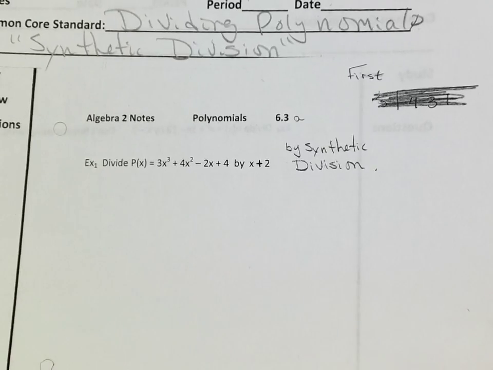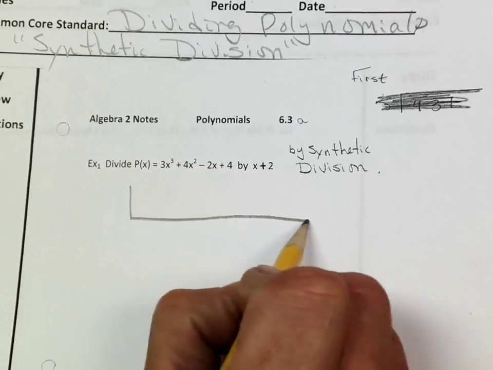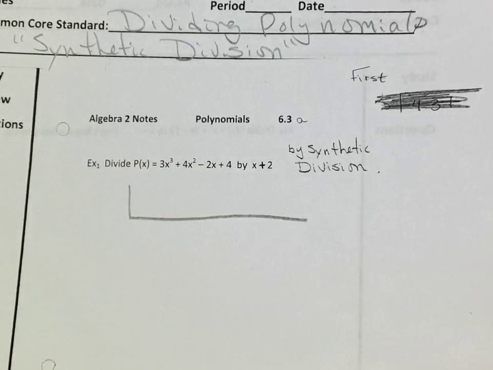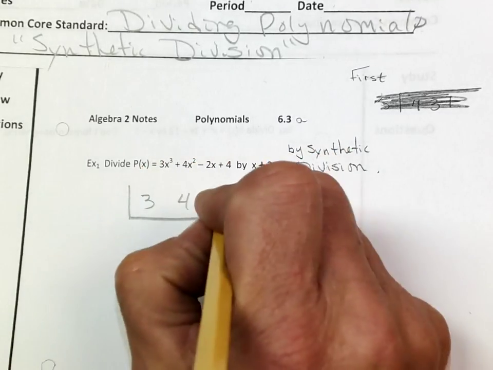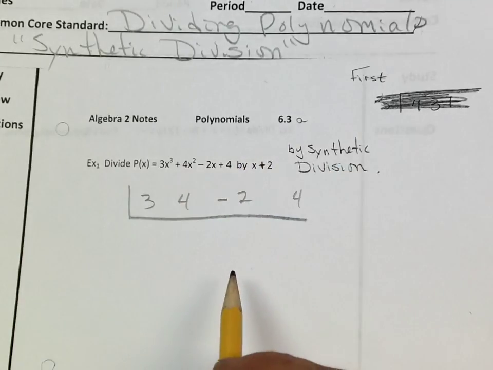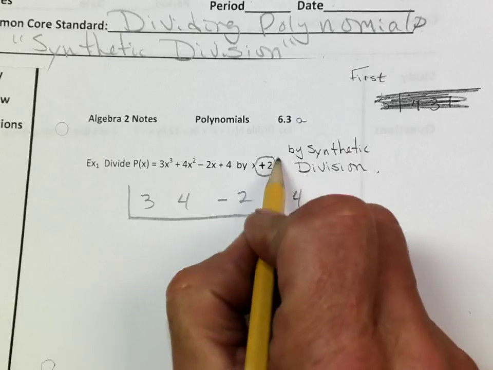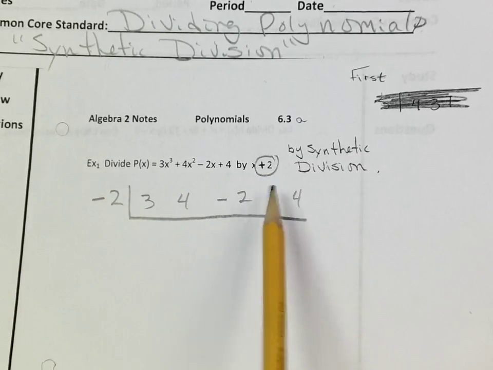Okay, so step 1. Let's go ahead and do our little upside down division. Everybody do this. Let's put our numbers in. Let's get rid of the x's. So let's go 3, 4, negative 2, and 4. We're going to take the opposite of this, so we put a negative 2 there. So we got rid of all of our x's. They're totally gone.